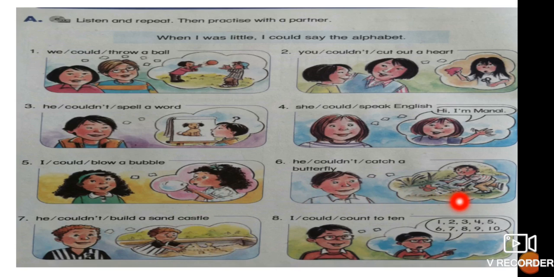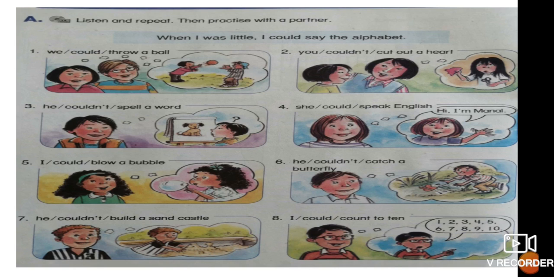Number 6. When he was little, he couldn't catch a butterfly. Again, when he was little, he couldn't catch a butterfly. Number 7. He couldn't build a sandcastle. So I'll make a sentence using when. When he was little, he couldn't build a sandcastle. Again, when he was little, he couldn't build a sandcastle.